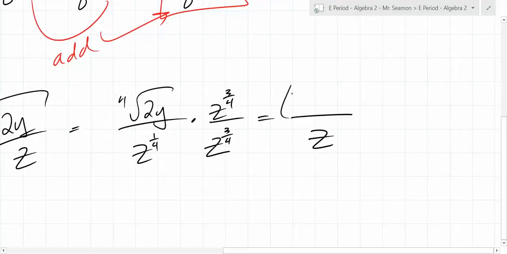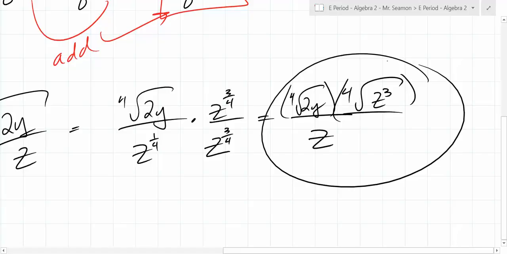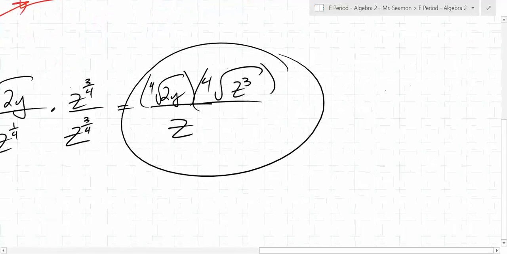You could write it in radical form, the 4th root of 2y times the 4th root of what? Z to the 3rd. You could write it like this. Is the denominator rational? Yeah. Do we really care what the numerator looks like right now? Not so much. Wait, can you write them all into the same radical form now? You could, because they're both 4th roots.